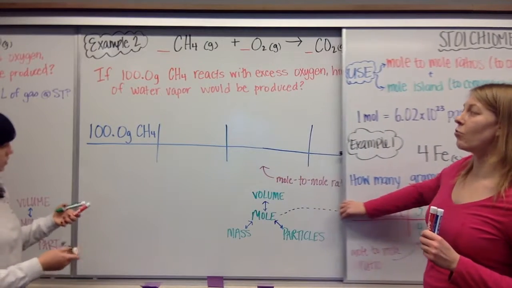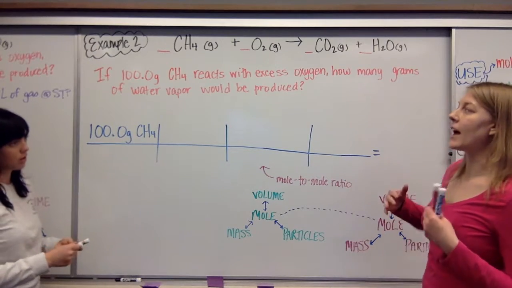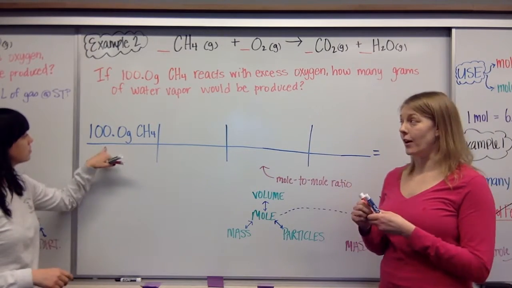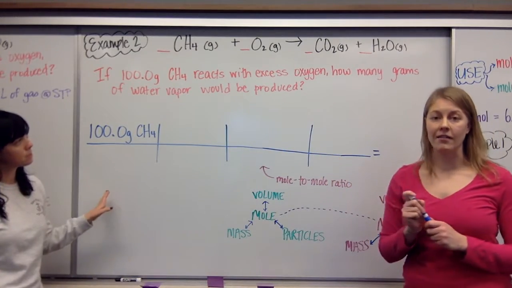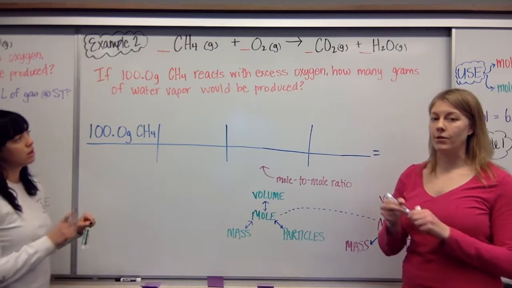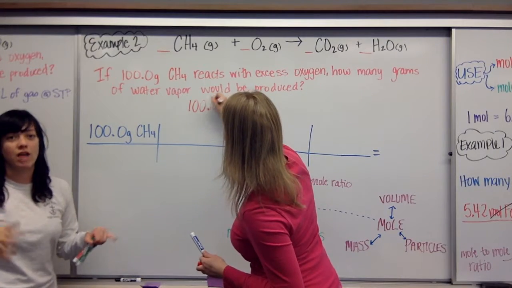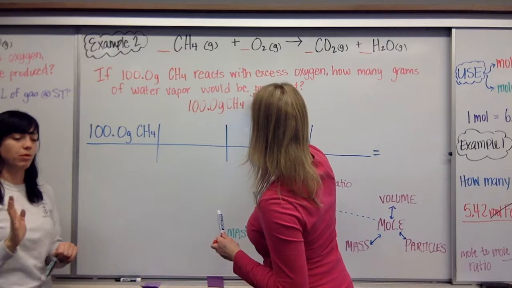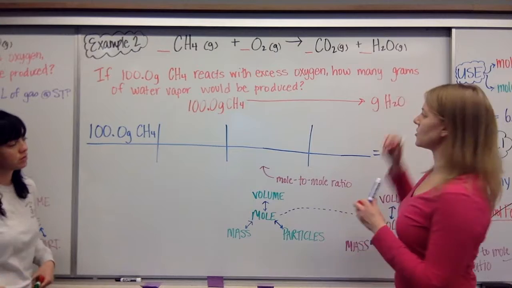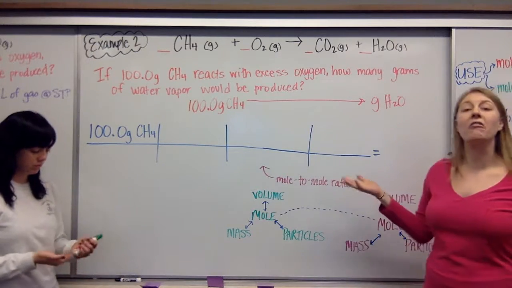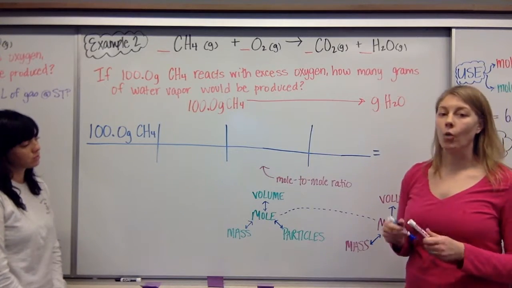All right, so let's take a look at another problem. This is going to take it even one step further. So just now we started in moles and went to grams of another substance. Now we're going to start in grams and go to grams. If 100 grams of CH4 reacts with excess oxygen, how many grams of water vapor would be produced? Excess oxygen just means that we have as much oxygen as we would ever need, and that's important when we get to our next learning target. For now, just know that it's enough to make the reaction happen, okay? So we're going from 100 grams of CH4 to grams of water vapor.